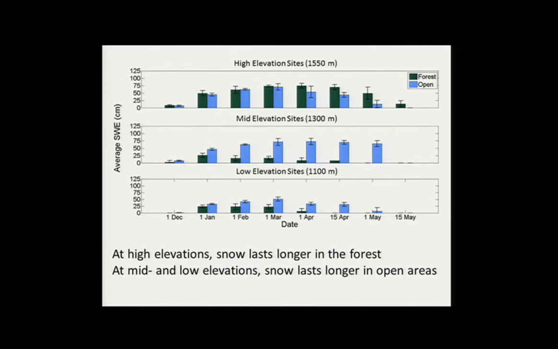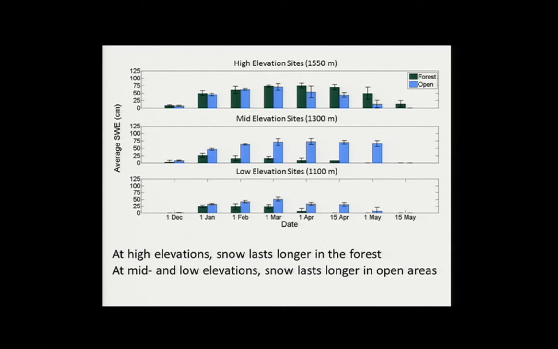Once you get to the melting period, or what we call the ablation period, the forested site retains snow longer. It's shading it. You get loads and loads of snow there, so much that the canopy actually can't hold that much snow, the whole fraction of snow that's falling. So at the high elevation site, snow lasts longer in the forest.